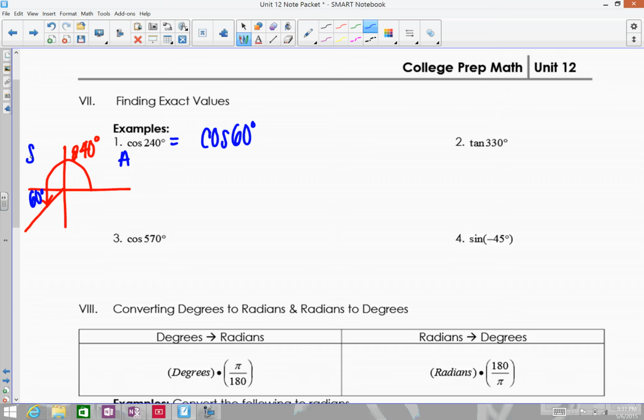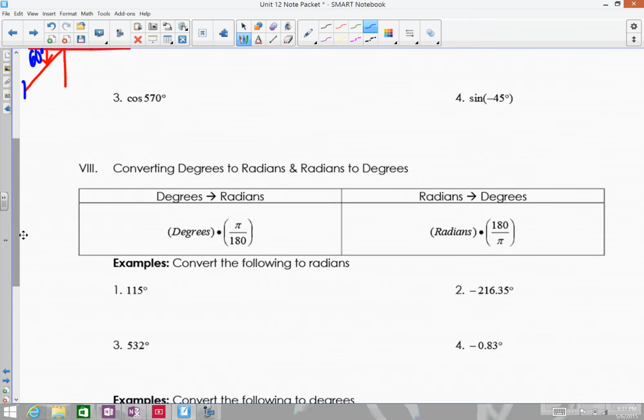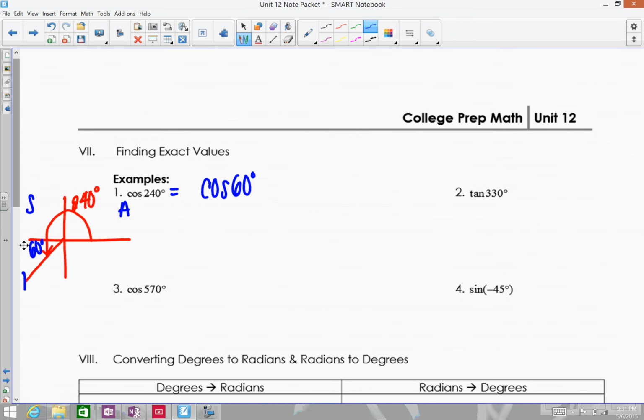And then we have to decide if it's positive or negative. So if we label our quadrants, all students take calculus, the only thing that's going to be positive in this third quadrant is tangent. And since this is cosine, it's going to turn into negative cosine of 60. So then I'm going to keep the negative, and instead of leaving this as cosine of 60, I want to actually get an answer for that.